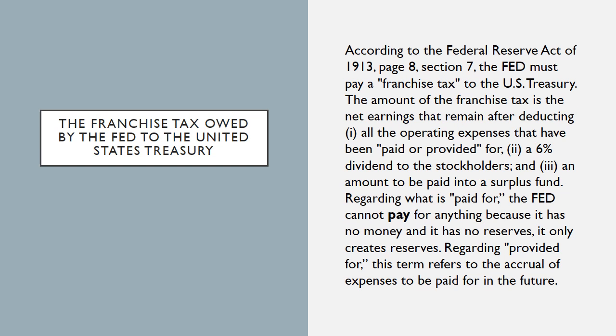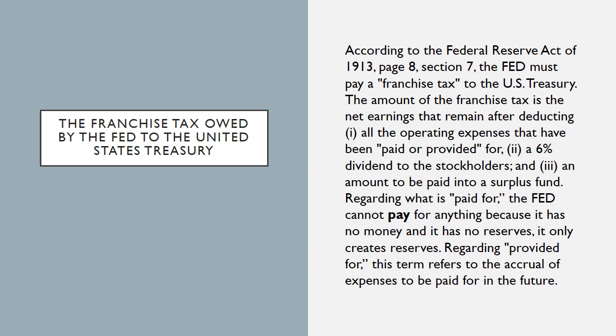The franchise tax owed by the Fed to the United States Treasury. According to the Federal Reserve Act of 1913, page 8, section 7, the Fed must pay a franchise tax to the U.S. Treasury. The amount of the franchise tax is the net earnings that remain after deducting: 1. All the operating expenses that have been paid or provided for. 2. A 6% dividend to the stockholders of each Fed bank. And 3. An amount to be paid into a surplus fund.